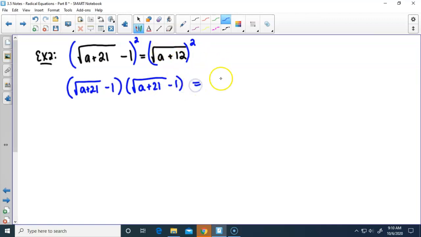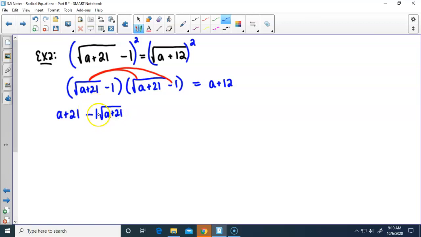And over here on the right-hand side, it's very simple. It's just a plus 12 because everything's under the square root here, so the square and the square root cancel each other out. So we're going to distribute here. Square root of a plus 21 times square root of a plus 21 is just a plus 21. And then we will multiply square root of a plus 21 times this -1, which will give us negative, I'm going to put the 1 here, -1 square root of a plus 21.